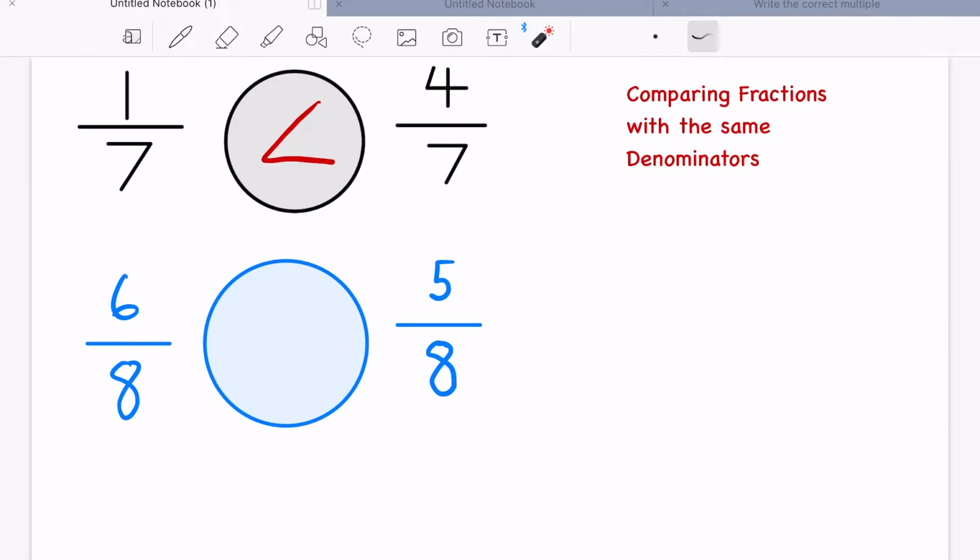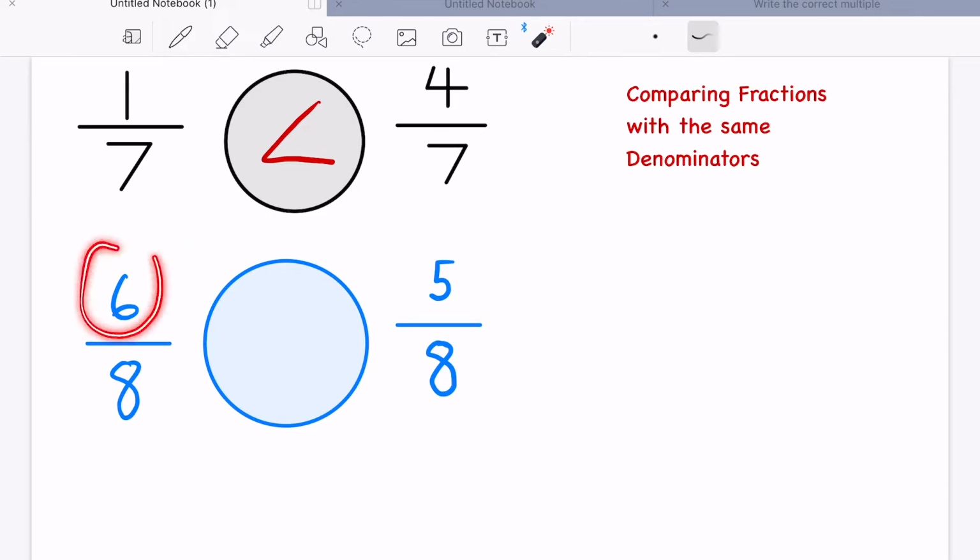Let's take a look at these two fractions. What do we know about comparing the same denominators again? So here we have 6/8 and here we have 5/8. So what do we see? These both have the same denominator. They both end with 8. So we don't have to look at the denominator. We're going to look at the numerator, the number on top.